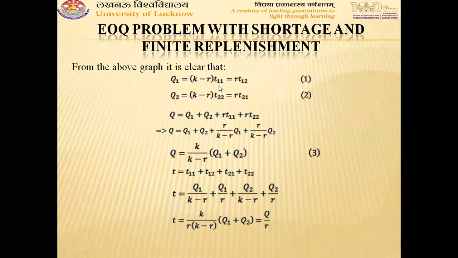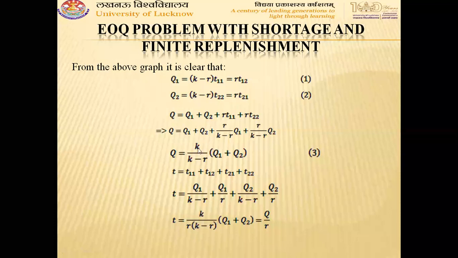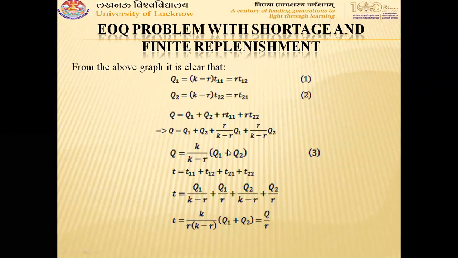Now putting the value of T11 and T22 from equation 1 and equation 2, we will obtain that Q is equal to Q1 plus Q2 plus R upon K minus R Q1 plus R upon K minus R Q2. On solving this equation, we will obtain that Q is equal to K upon K minus R into Q1 plus Q2.